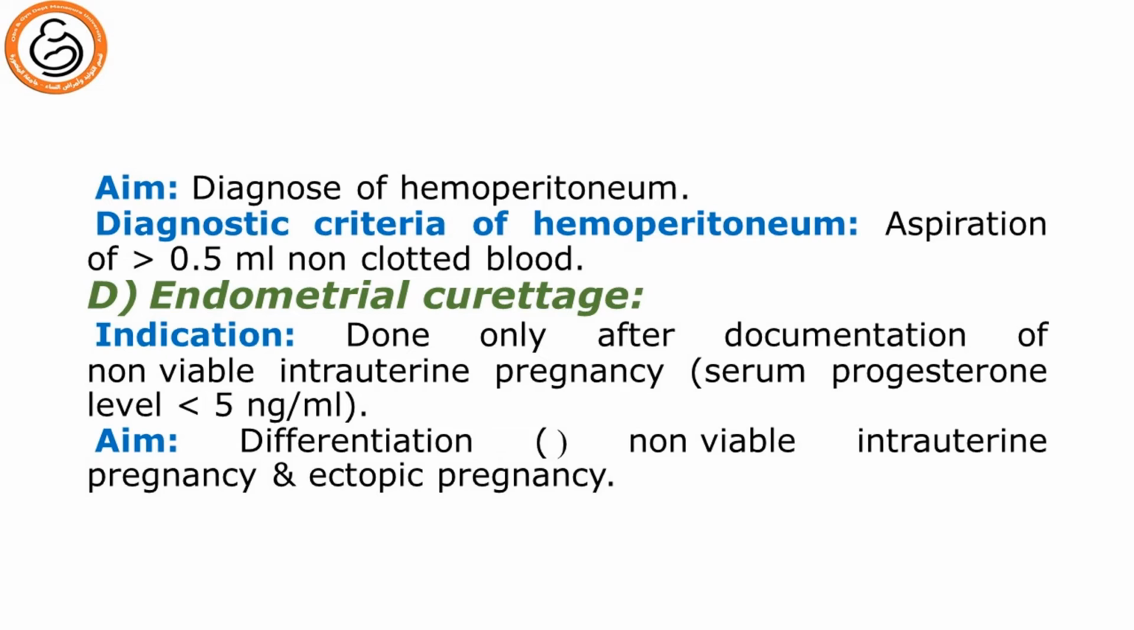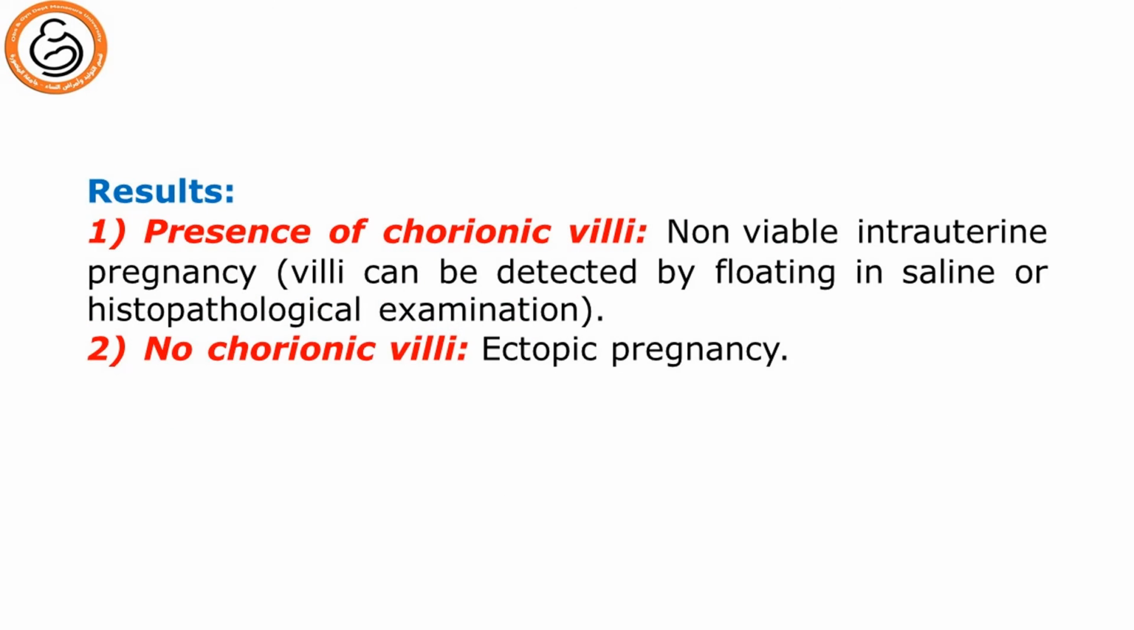An old method also is using endometrial curettage. Indication: done only after documentation of non-viable intrauterine pregnancy where serum progesterone is less than 5 nanograms per milli. We used it to differentiate between non-viable intrauterine pregnancy and ectopic pregnancy. Presence of chorionic villi will exclude ectopic pregnancy. In non-viable intrauterine pregnancy, villi can be detected by floating in saline or histopathological examination. If we don't have chorionic villi, so ectopic pregnancy is diagnosed. But again, this is an old method not used today.